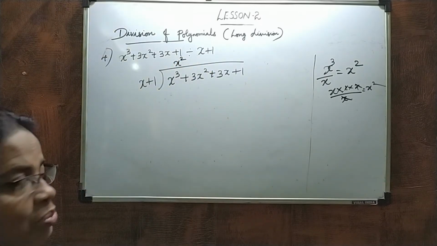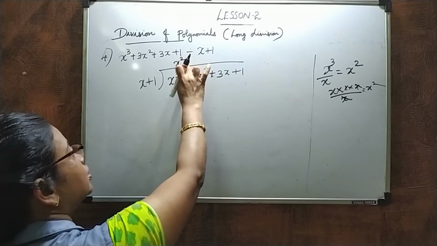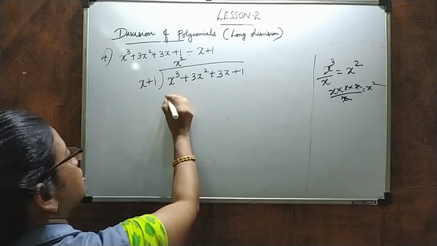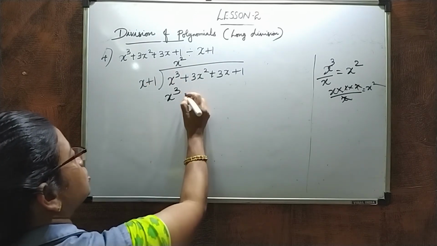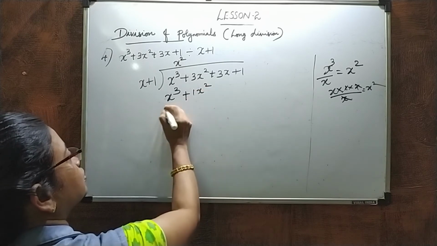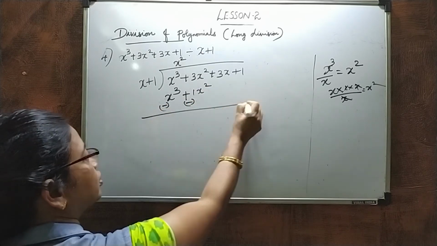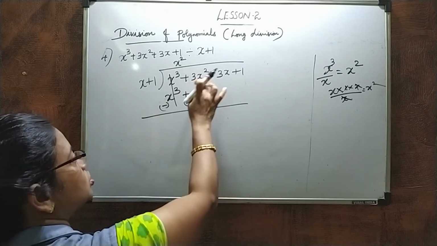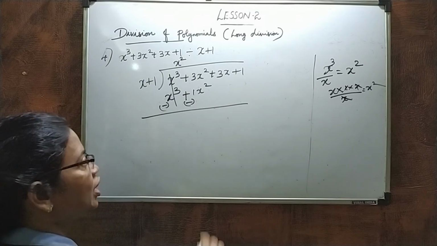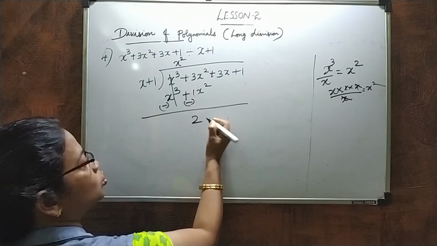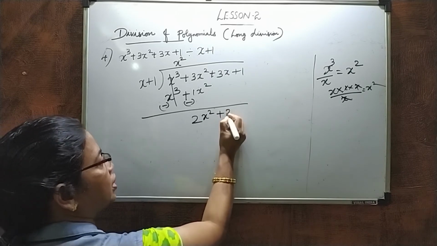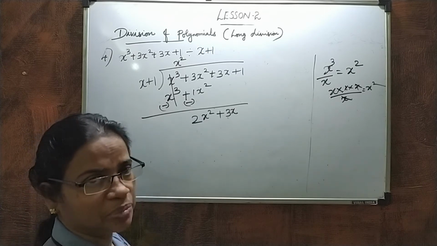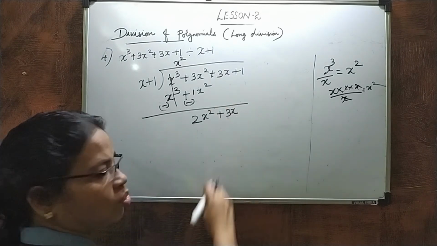After division, multiplication. Multiply x square with the full divisor. x square into x, it is x cube, plus 1 into x square, plus 1x square. Here opposite sign you have to take. Then cancel. 3x square minus 1x square. That means 3 minus 1, it is 2x square plus 3x. What is the next step then? Subtraction completed means you have to take the next term down.